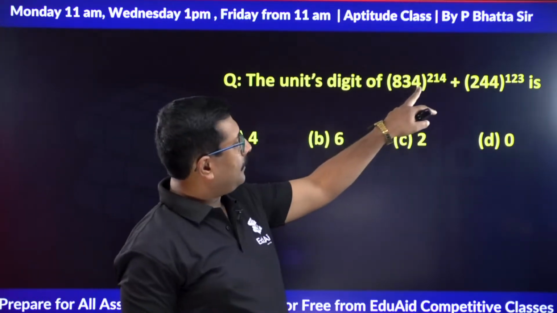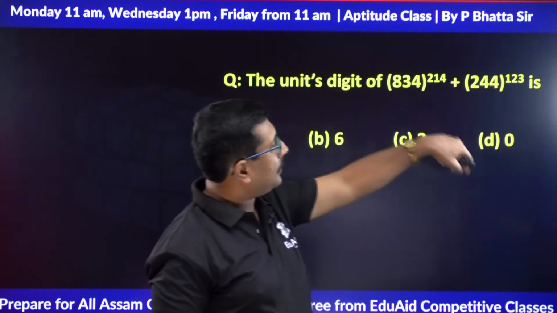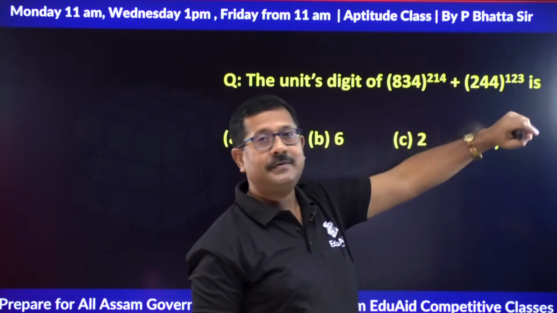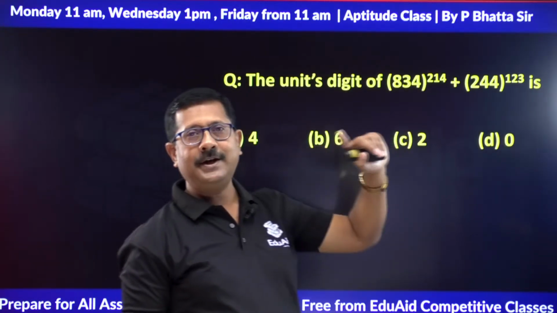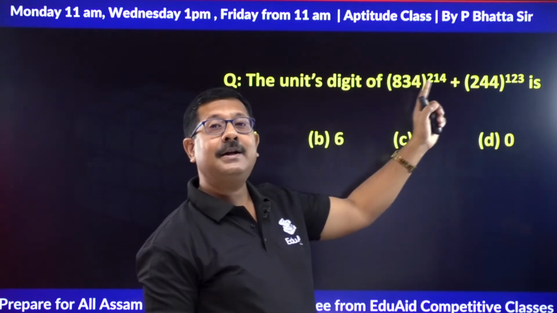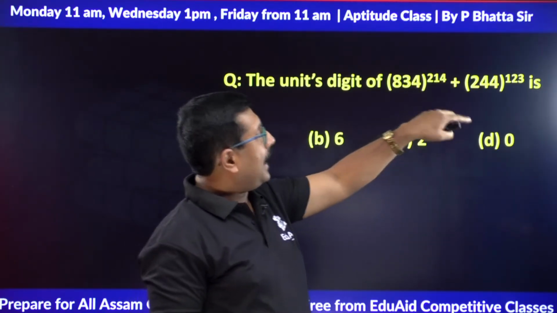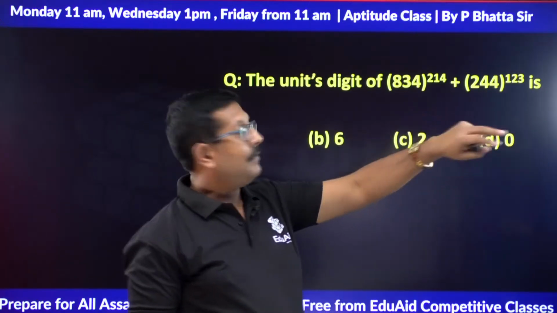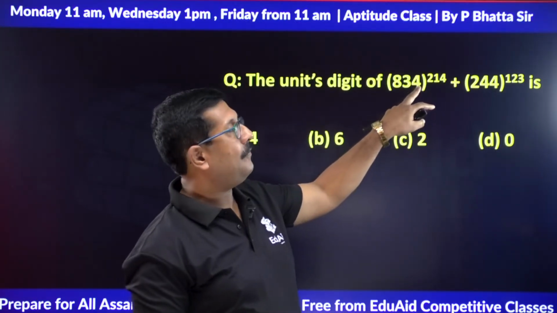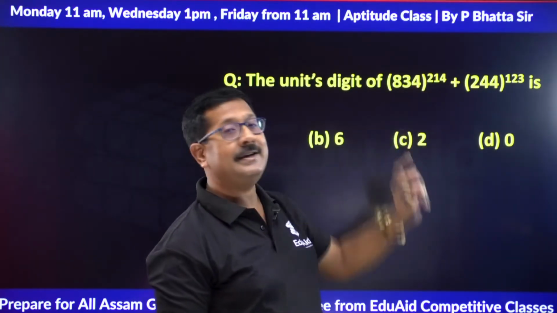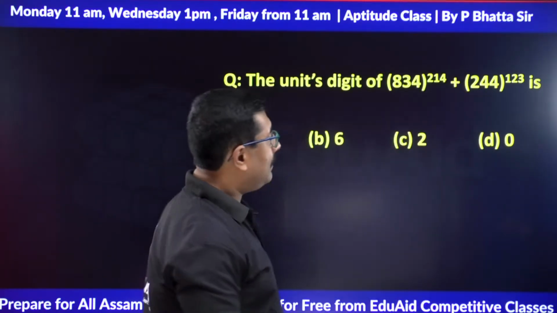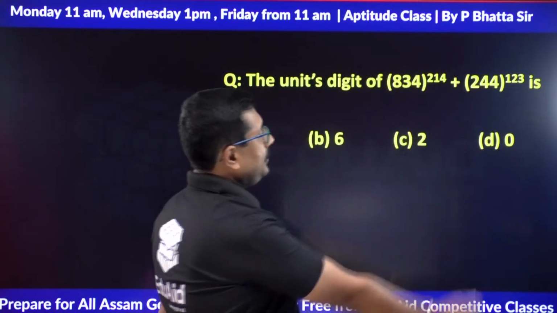this 834 units digit is 4. Power, you see, power is 214 which is even, and here power is 123 which is odd. So you remember that whatever be the finite powers of 4, units digit of the result will always be 6 whenever the power is even. And whenever the power of 4 is odd, then the units digit is always 4. Now 6 plus 4 becomes 10. 10 means units digit is 0. So our correct option will be 0.